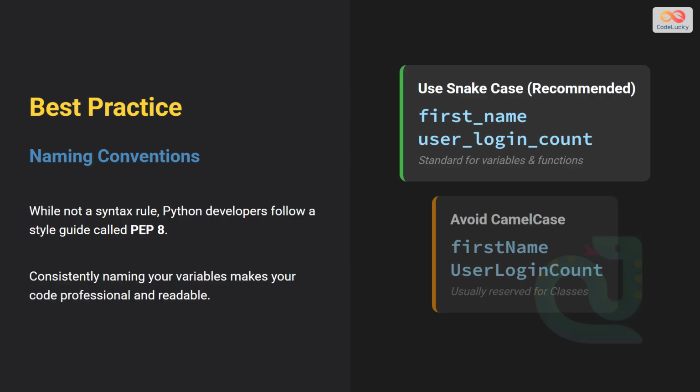Beyond strict rules, there are conventions that Python developers follow. The standard style, defined in PEP8, is to use snake case. This means using all lowercase letters and separating words with underscores. Camel case is typically avoided for variables in Python.